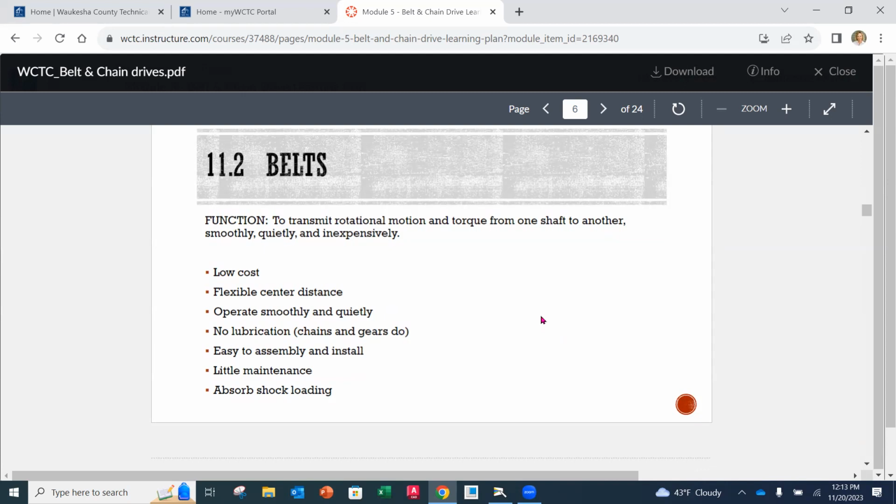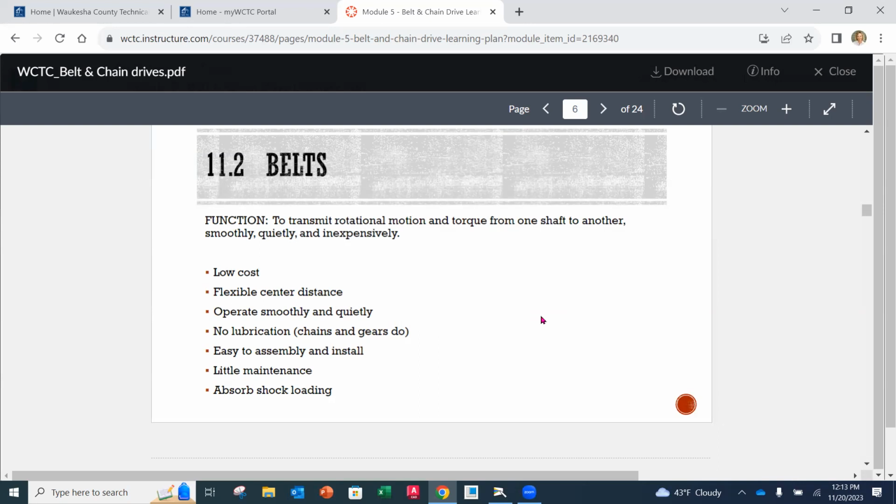So the function of these belt drives is going to be to transmit that rotational motion and torque from one shaft to another, but in a smooth, quiet, and inexpensive way. Okay, so some advantages of belt drives that are characteristic of why we would maybe want to incorporate them into a design are, first of all, they're pretty low cost.